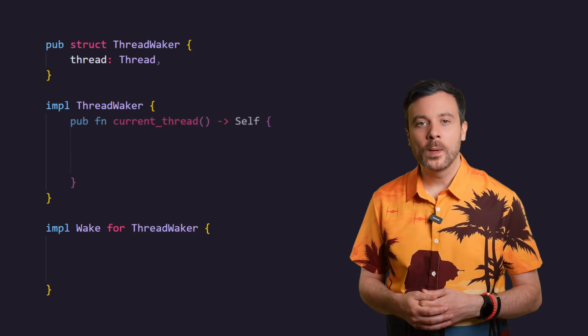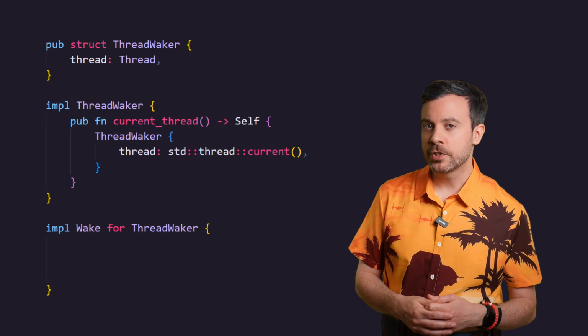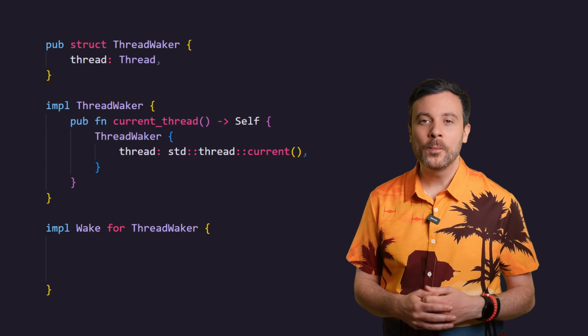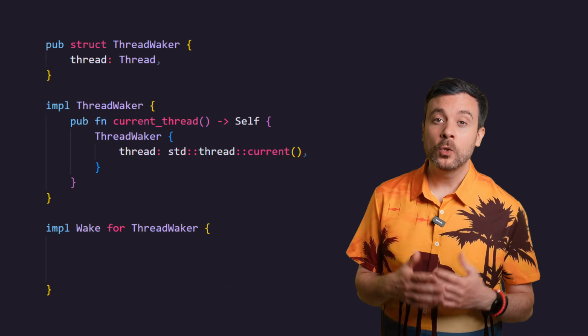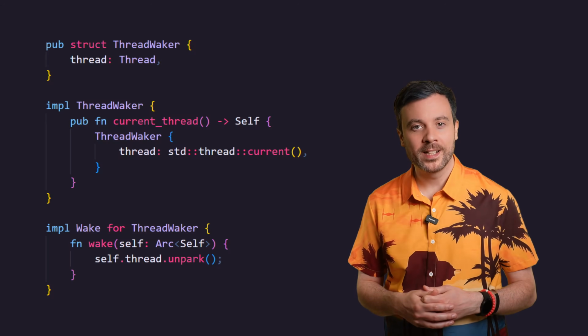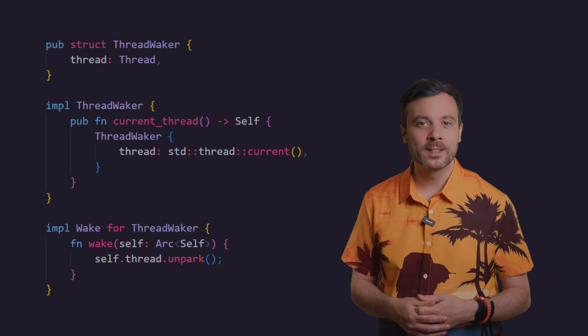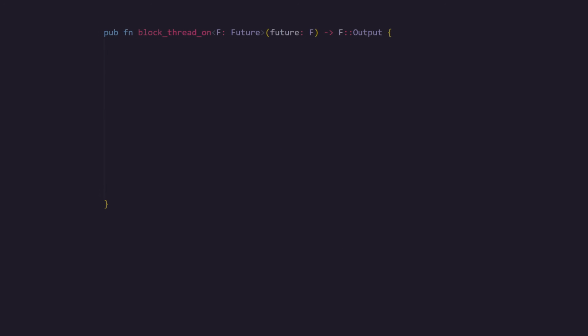When we instantiate our waker, we can use the current thread function to take note of whatever thread it was created on. Now, when we implement the wake trait for it, all we do is unpark that thread. Parking and unparking is akin to pausing and unpausing threads. So, onto the executor. We've got the same signature as the loop executor, accepting any future and returning its output. We'll also pin the future before anything else, just like the loop executor.